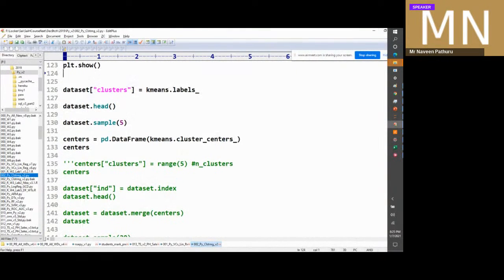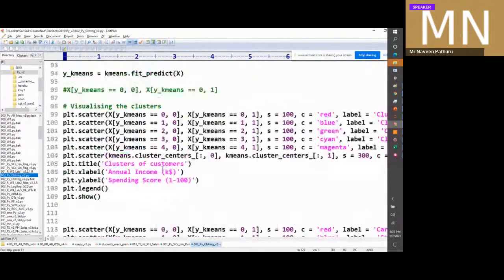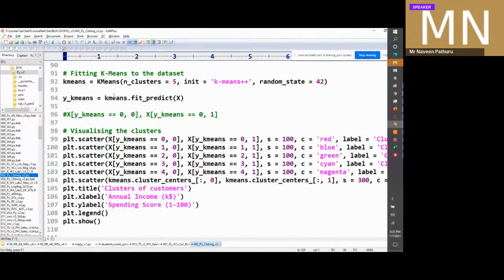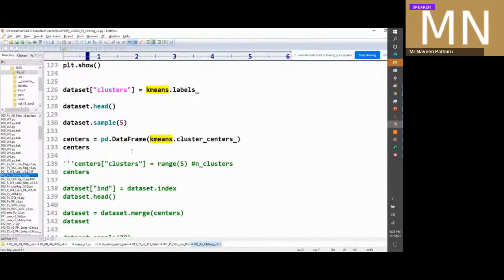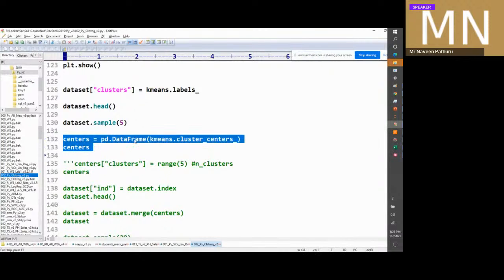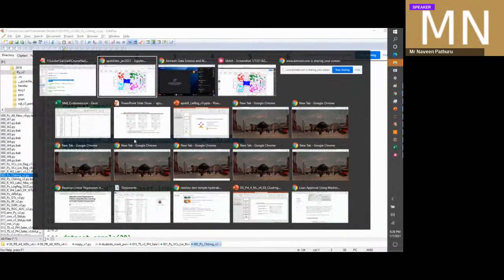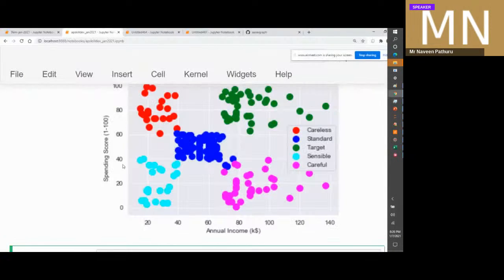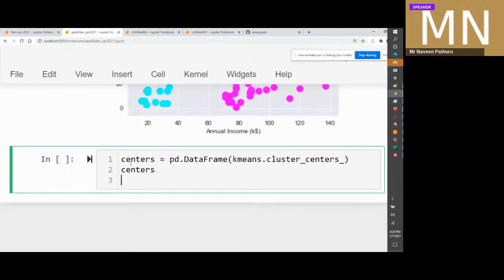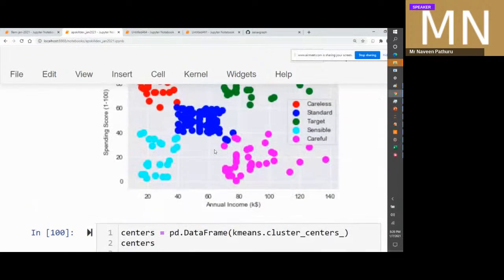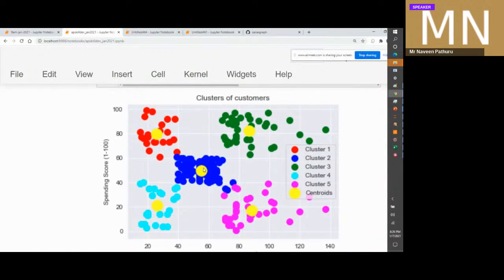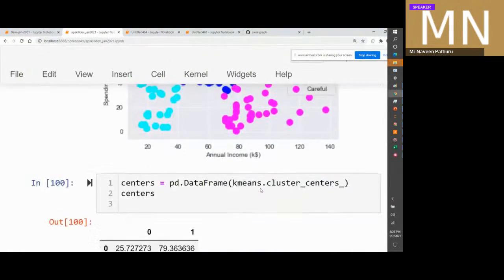Data set clusters, k-means. If you come back here, k-means is an object. What is k-means? K-means is an object of our algorithm. Now what we'll do, we'll ask the centers. There is something called cluster centers. Let me show it to you. What are these cluster centers? If you scroll up here, notice these yellow bubbles or circles in the middle. These are called centroids.